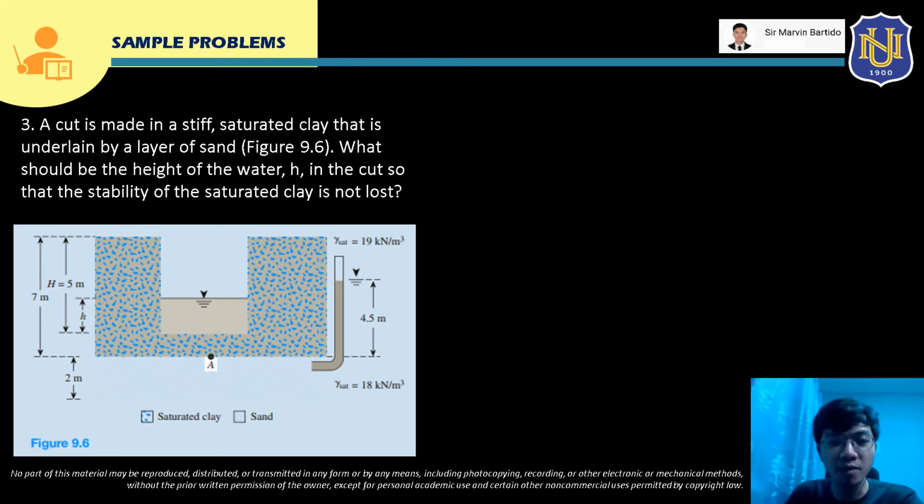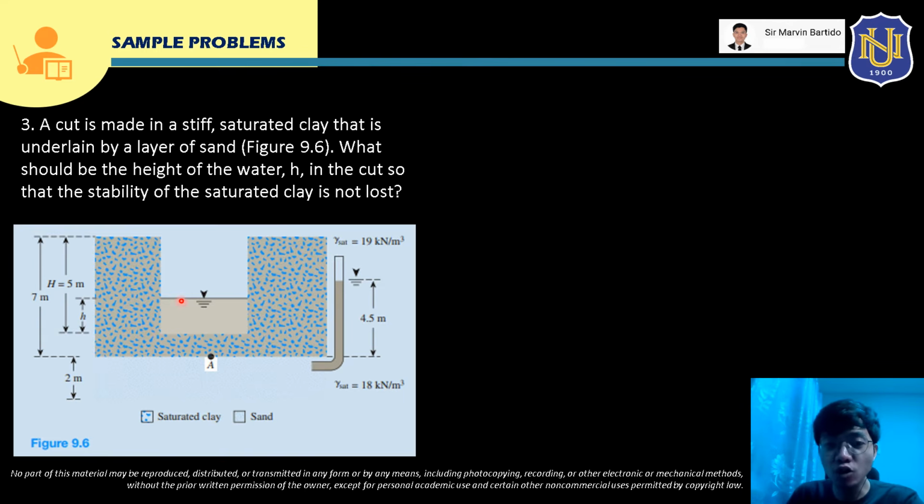For sample problem number 3, a cut is made in a stiff saturated clay that is underlain by a layer of sand. What should be the height of the water H in the cut so that the stability of the saturated clay is not lost? Alright, so class, this is similar to our sample problem number 2. The difference is that what we are looking for here is the height of water needed, since the cut has already been given, which is 5 meters.